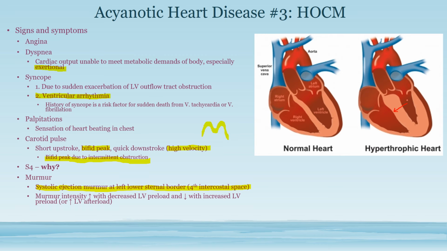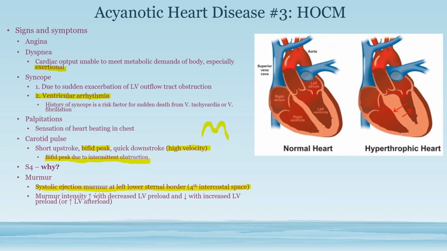So if you push the septum away, there'll be more space for blood to go. That's why increasing left ventricular preload will help decrease the amount of murmur caused by the outflow tract obstruction. However, if you decrease the preload, say there's less blood in here, now it will go the other way. It will go this way and narrow the outflow tract even more and cause further problems.